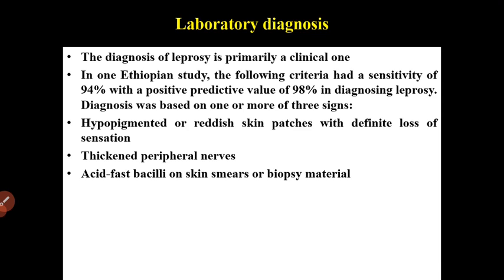Laboratory diagnosis. Primarily, it is diagnosed with the clinical symptoms. The predictive value is 98% in diagnosing leprosy. So the three signs which are used in diagnosis are hypopigmented or reddish skin patches with definite loss of sensation, thickened peripheral nerves, and acid-fast bacilli on skin smears or biopsy material, meaning staining is done.